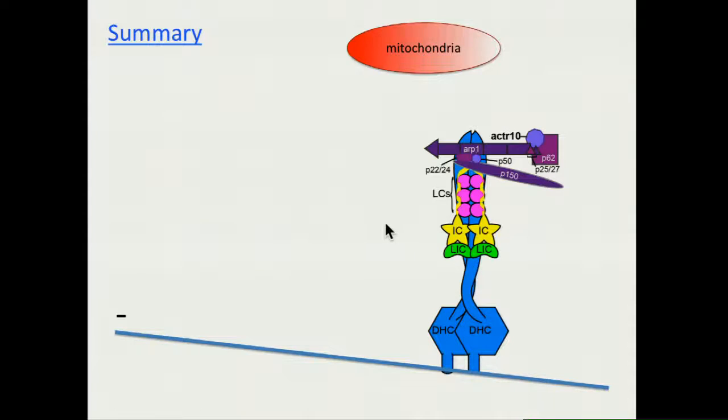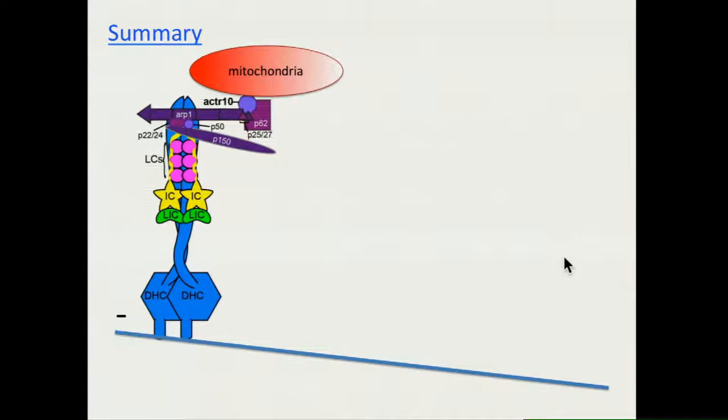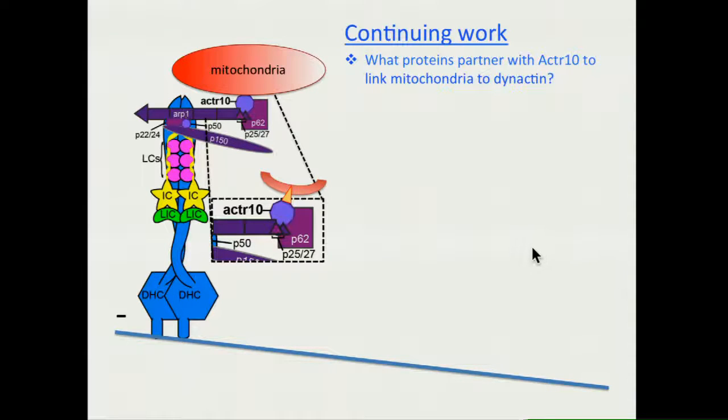So in summary, I've told you today that ACTR10 is important for linking mitochondria to the dynein-dynactin complex, and this is in turn necessary for retrograde mitochondrial transport in axons. My continuing work is going to focus on further dissecting the mechanism of this interaction. We've defined the binding domain in ACTR10 necessary for interaction with the dynactin complex. We still have yet to figure out how ACTR10 is actually binding to mitochondria. It doesn't have a membrane domain or membrane-associated domain, so it's likely interacting with partner proteins for this process.